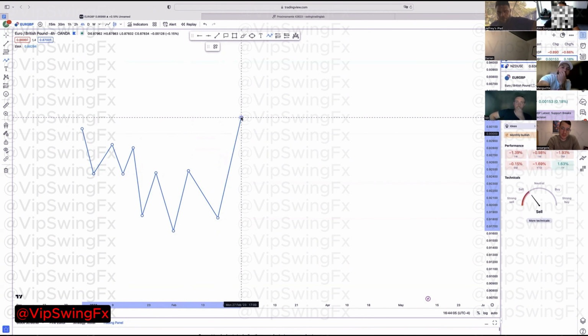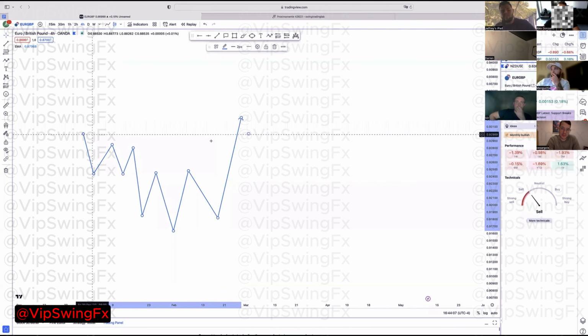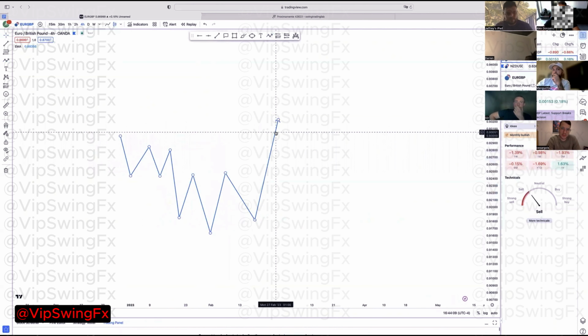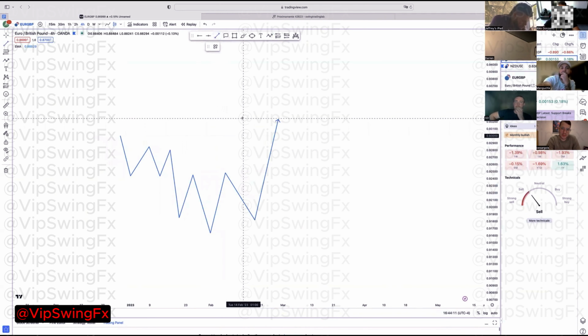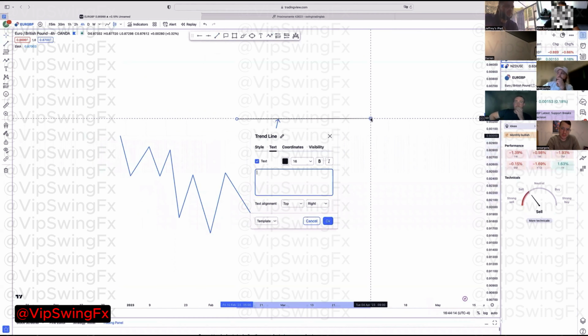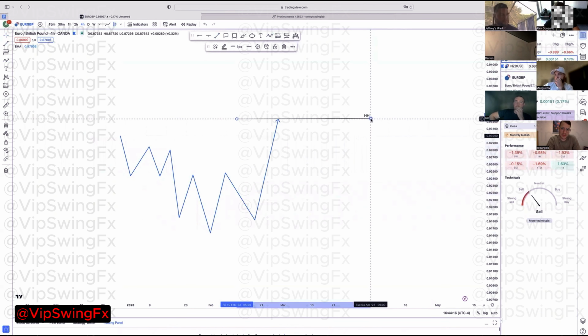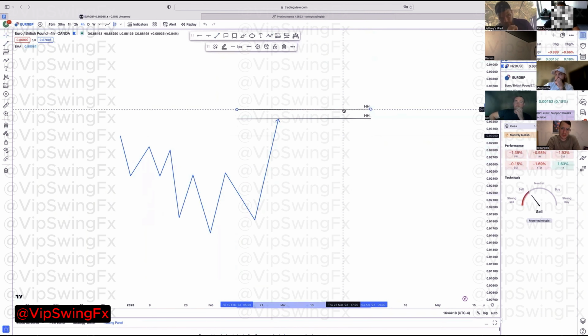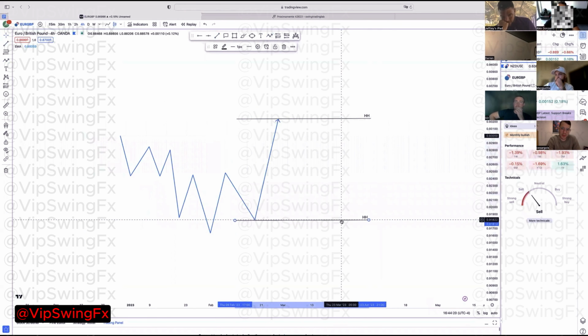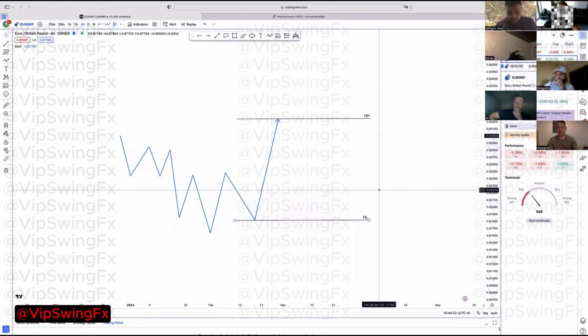Yeah, okay, like this. All right, so we understand that this market is bullish, correct? So this would be the higher high, and then this would be the higher low. If you guys agree, type 1. If you don't, type 2.